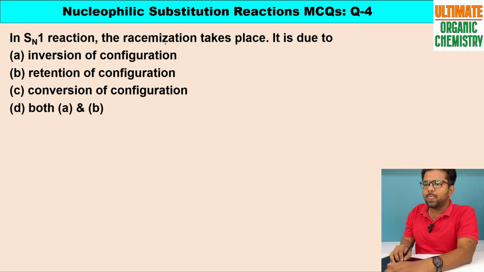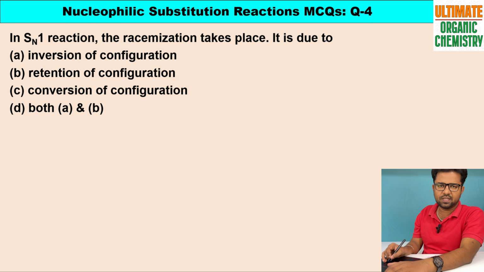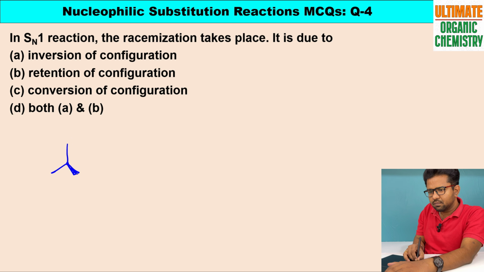Question number 4. In SN1 reaction, racemization takes place due to, that is a question they have asked. So let me take this molecule. Fine. So this configuration is 1, 2, 3. 1, 2, 3 are arranged in clockwise direction. The molecule configuration is R.